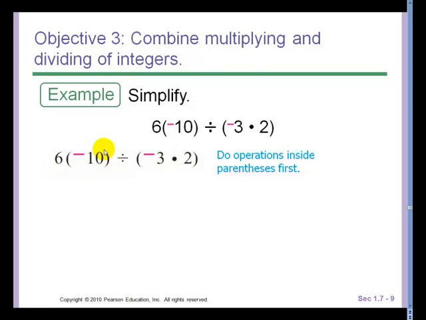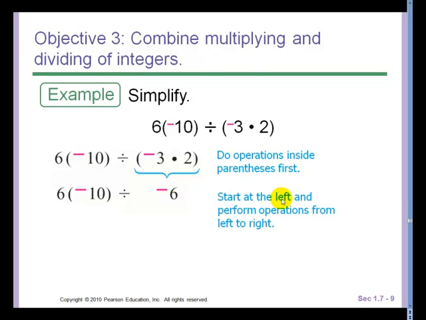The first one just has a single number, negative 10. So this parentheses just means 6 times something. However, this parentheses has an operation inside, namely multiplication. So we have to do this first. Negative 3 times 2 is negative 6. Notice everything else just gets copied down.